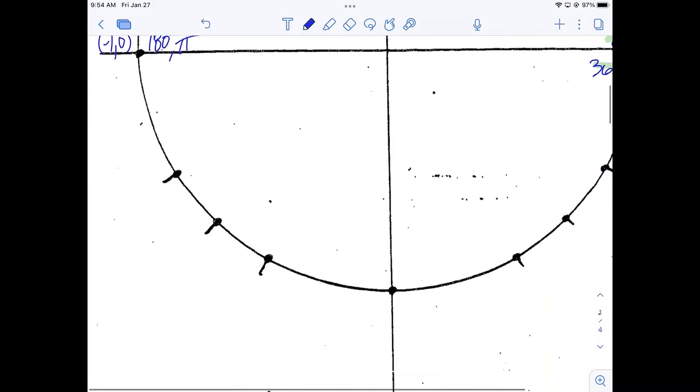And then we jump down here. This ordered pair is 0, -1. And then some people put like -1, 0 there. So just make sure, pay close attention to where the zeros are. And then this is going to be 270 degrees, also known as 3 pi halves.